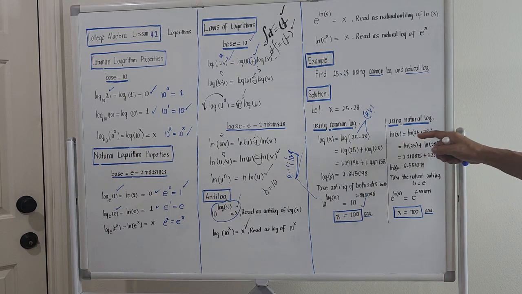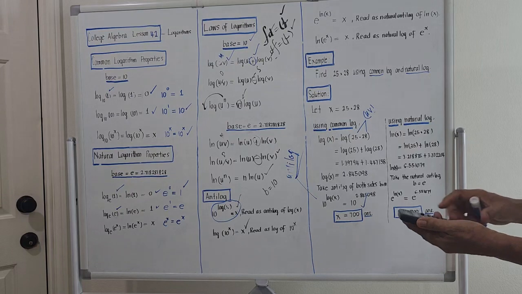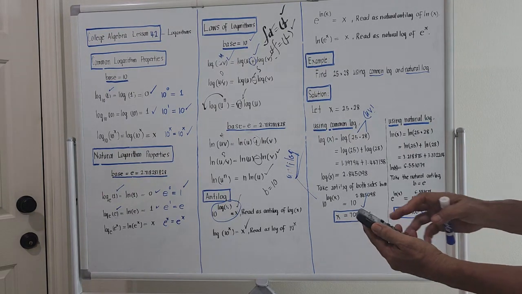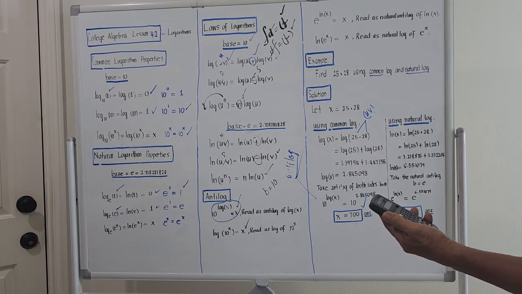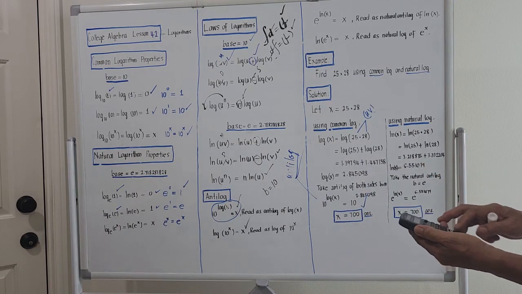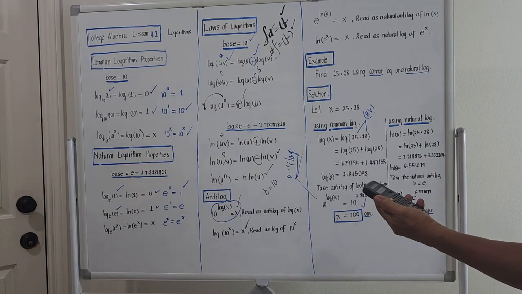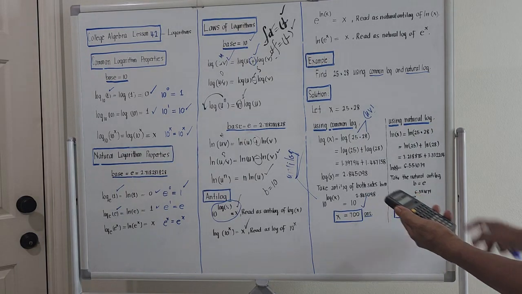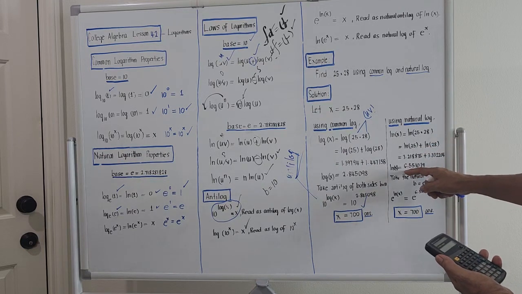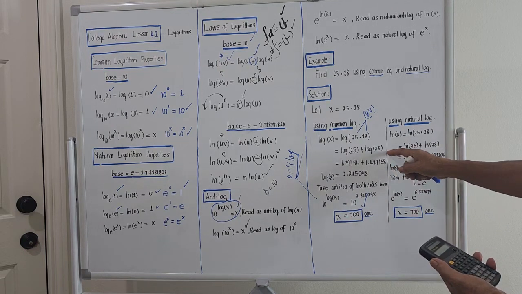The natural logarithm of 25, it's easy. You just display 25 here. Okay, ln, where is ln? First function, ln. 3.218875. And for ln of 28, the value is 3.322045. Take the summation of this. The right hand side will be 6.55079. And that is natural logarithm of x.